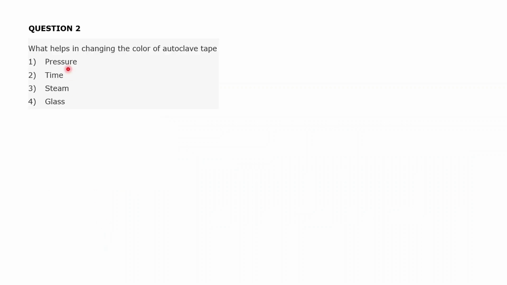So question number 2, what helps in changing the color of an autoclave tape? First option is pressure, second is time, steam or glass. As I said, like we use autoclave bags, some of them have some temperature indicators. This is the question that is based on that. So what would be the answer?